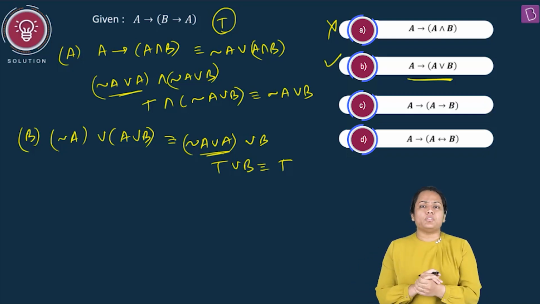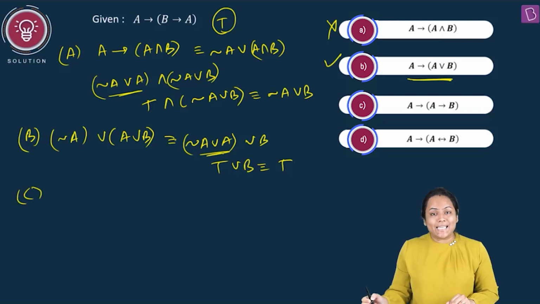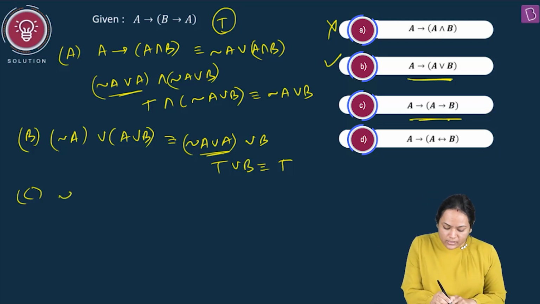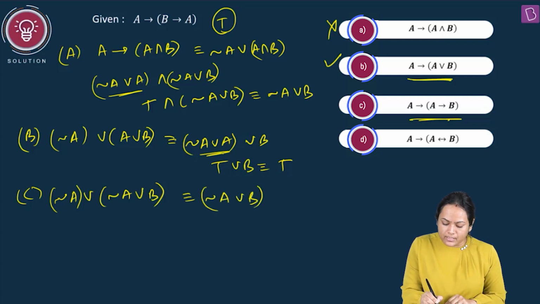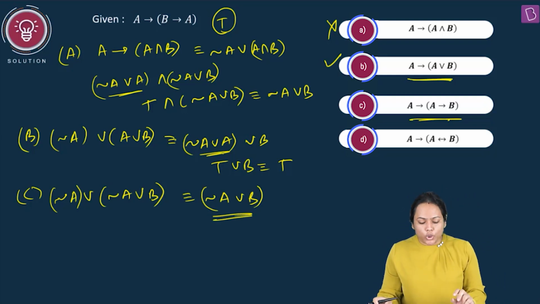Clear? But suppose you have to check the other options also. My option C is A implies B. This can be written as negation A or B itself, right? Again, not matching with my tautology part.